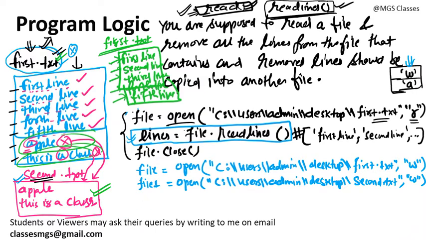Now I will apply a for loop here and read all those lines: for line in lines. So lines is a list, and I am iterating over it line by line using the for loop. If character A in line, this is the check, and this will return true if the line contains A anywhere.